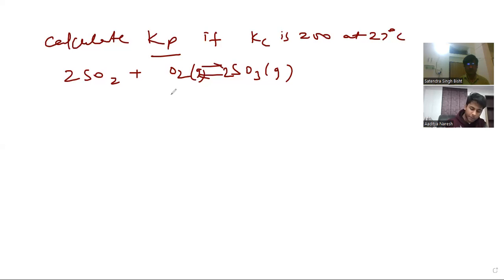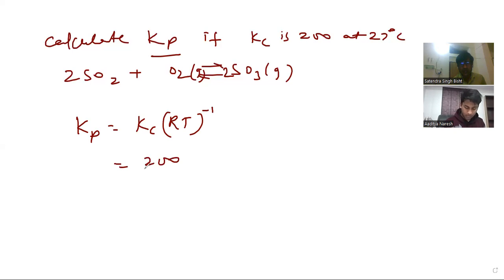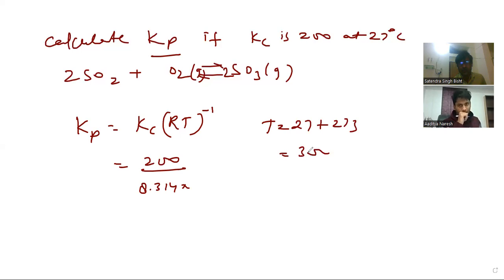Kp equals Kc into RT raised to the power minus 1. That means 200 divided by RT. The value of R is 8.314, and temperature you have to take in the Kelvin scale, which means you always have to add 273, so about 300.